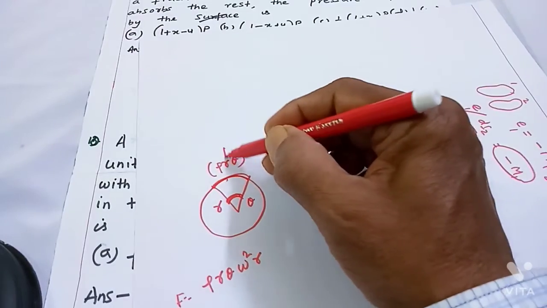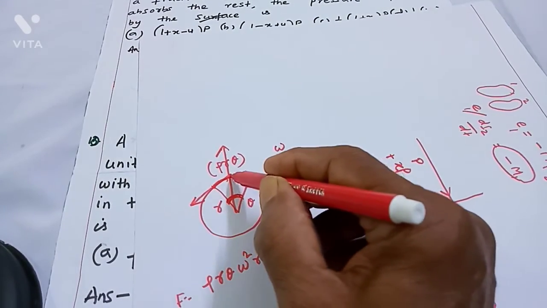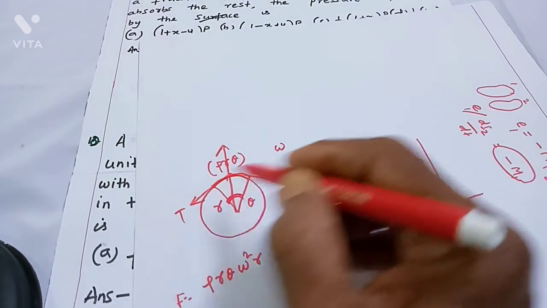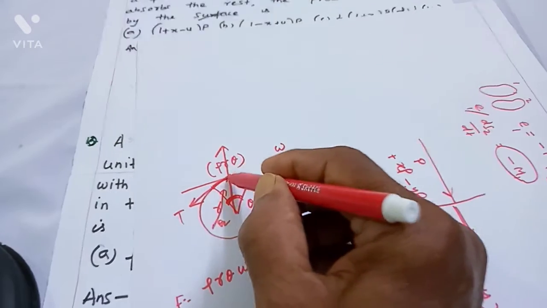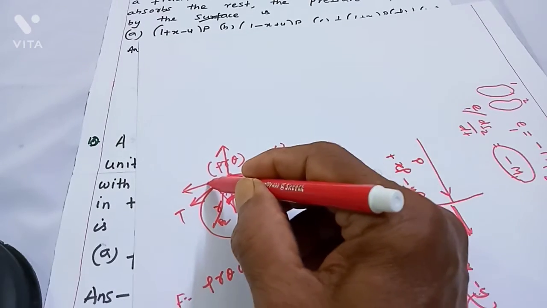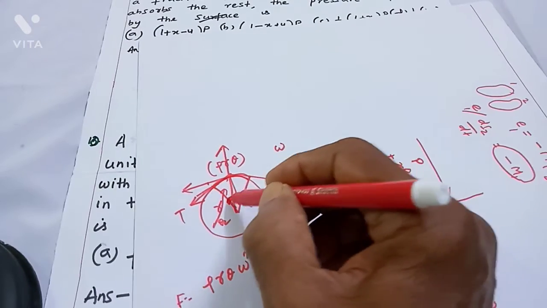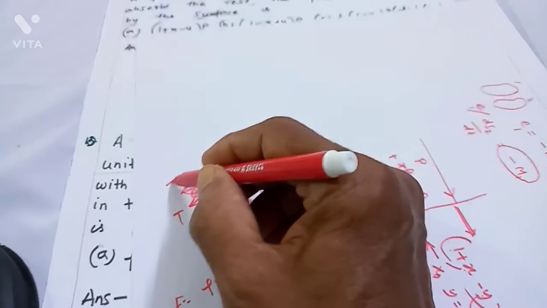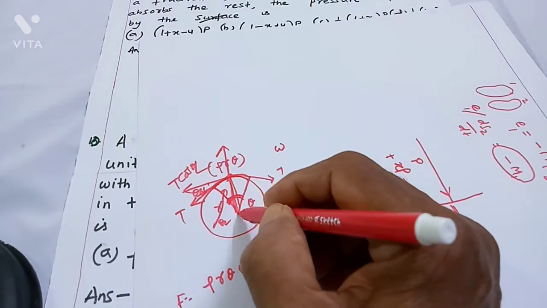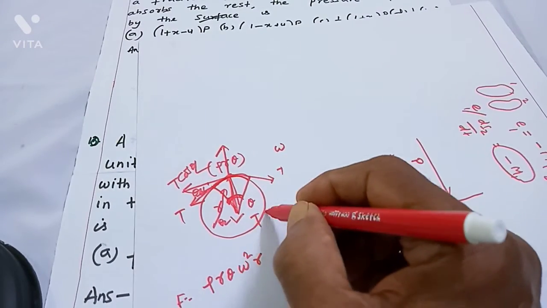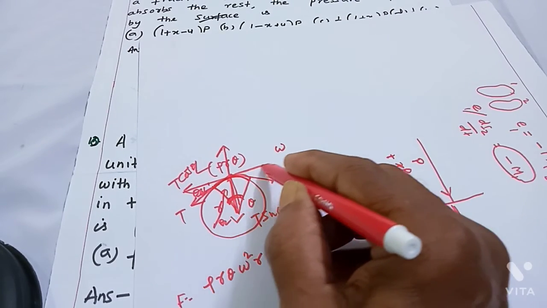Now what happens? If there is a tension, then tension is shown here like this. Then this angle is theta by 2. So tension here has two components, and this is perpendicular to this line. So this angle is theta by 2, and the component along this direction is T sin theta by 2. Now the horizontal components get cancelled.